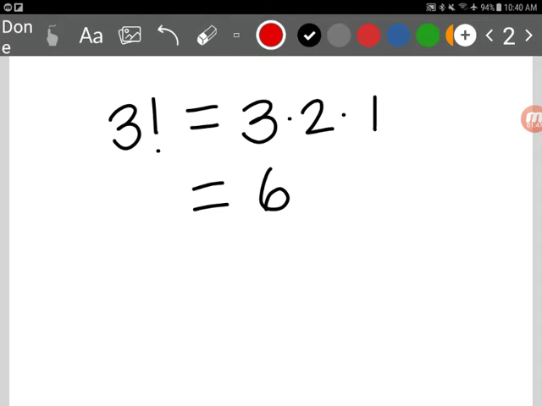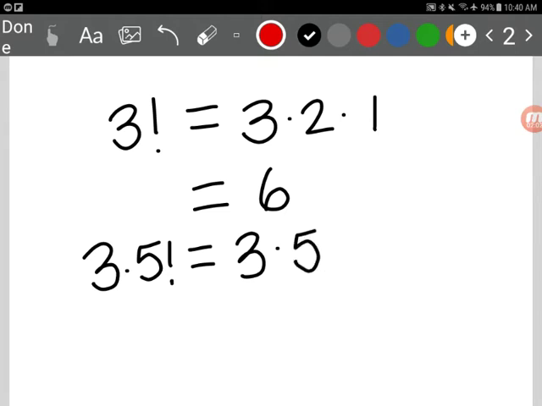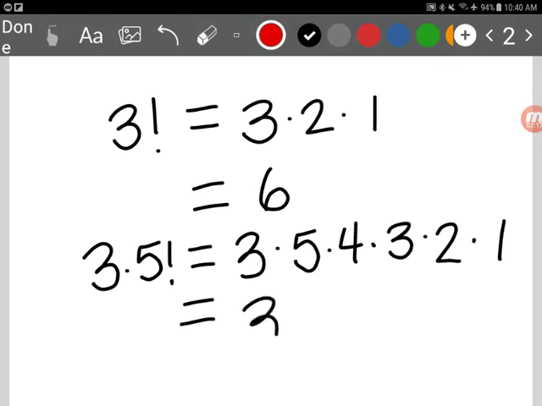Another example. What if I have 3 times 5 factorial? So right here, 3 is not connected with a factorial. So you just write down 3. And we're going to break down 5 factorial. We're going to say 5 times 4 times 3 times 2 times 1. So you just count down to 1. You do have your calculator. So type those numbers in. And you should get 360.